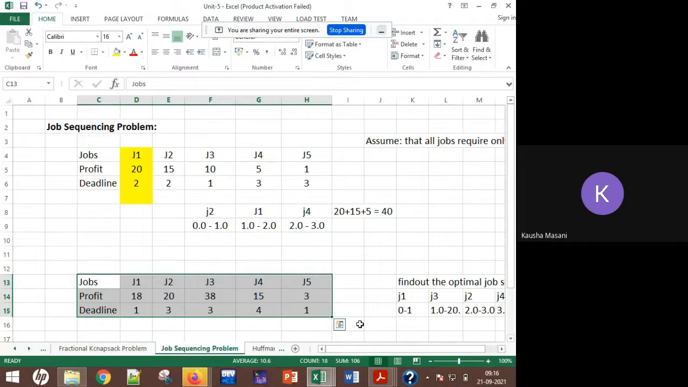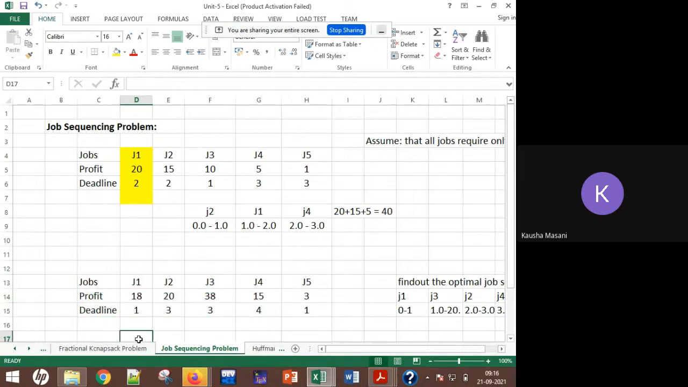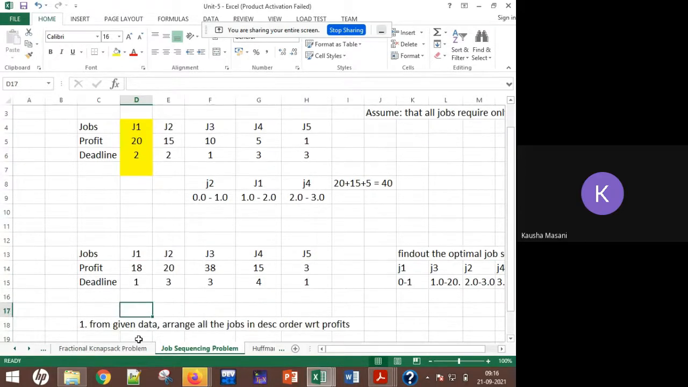Okay, once you arrange, what is the job arrangement that you get after arranging it in the descending order? Can you tell me what is the job arrangement? J5, J1, J4.